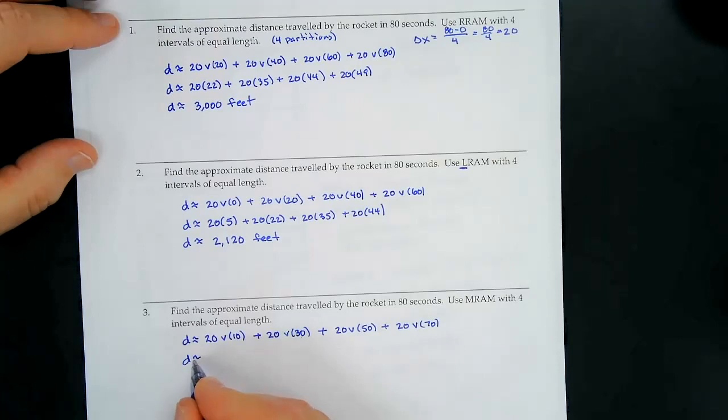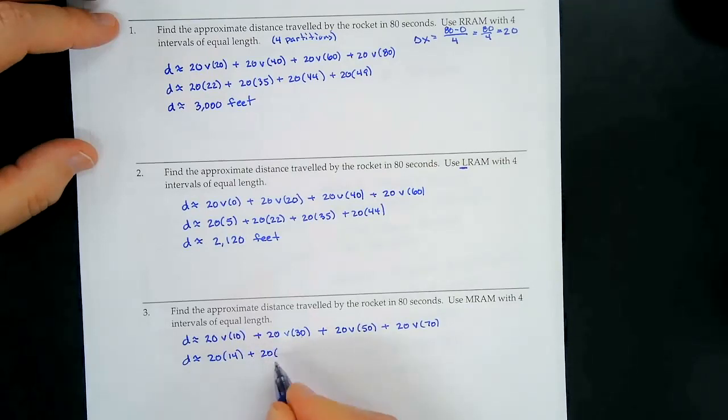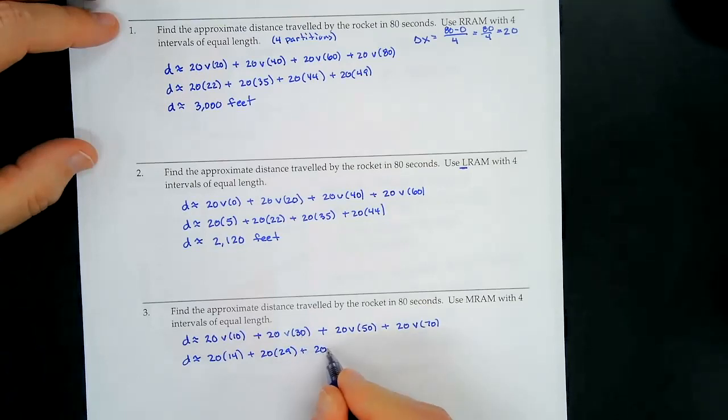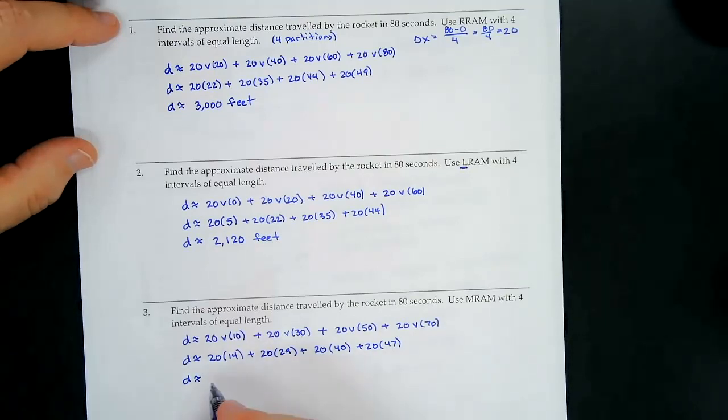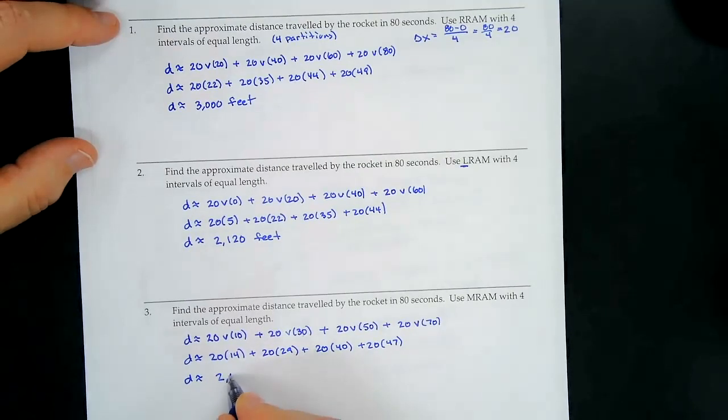So distance on this one is 20 times v of 10 is 14, plus 20 times v of 30 is 29. And then 20 times v of 50, which is 40. And then plus 20 times v of 70, and v of 70 is 47. And I read those all off the table. And then putting that into our calculator, right? I wouldn't expect anybody to do that in their head. All right, this turns out to be 2,600 feet.